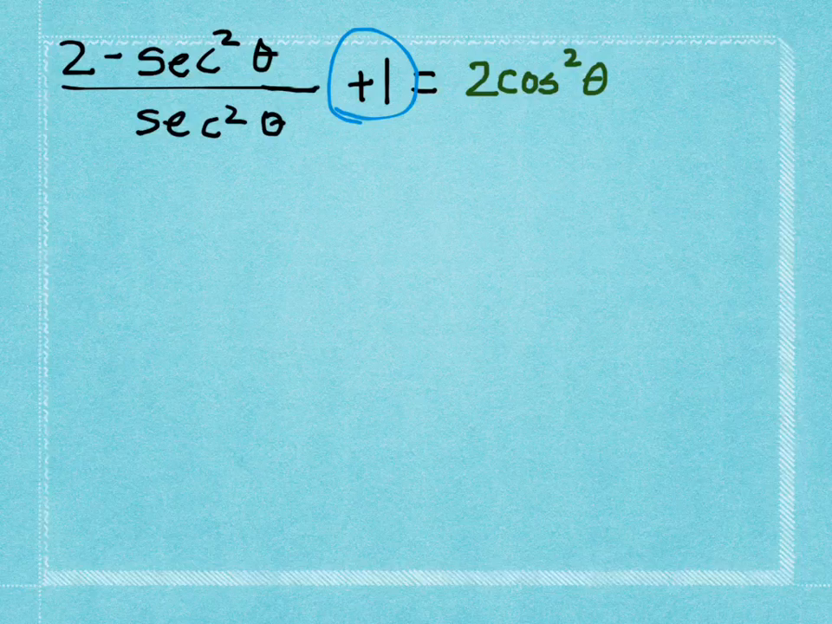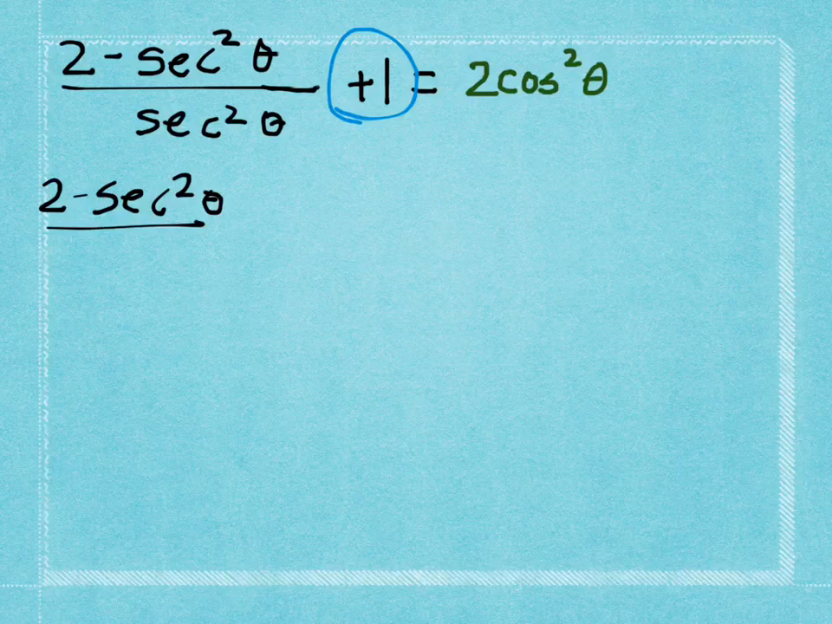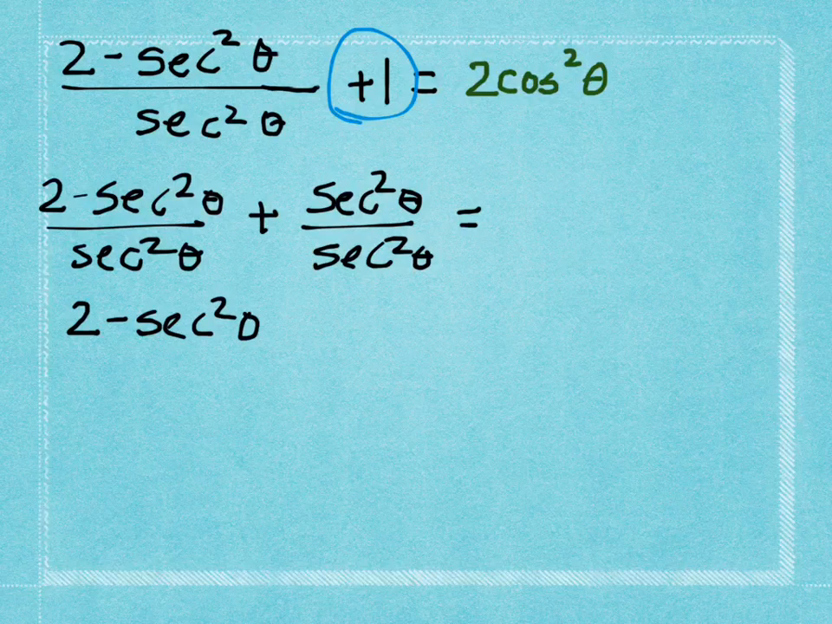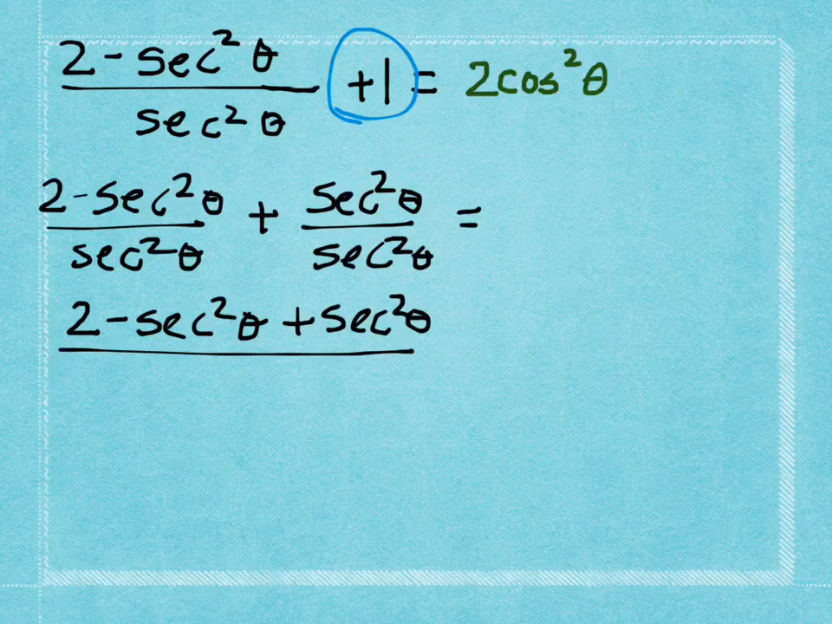Yeah. So I'm going to have the same one I had here, 2 minus secant squared theta over secant squared theta. And then I'm going to rewrite the number 1 as secant squared theta over secant squared theta. Right? And now that I have common denominators, I can combine the numerators. So my entire numerator now is 2 minus secant squared theta plus secant squared theta, all over secant squared theta.